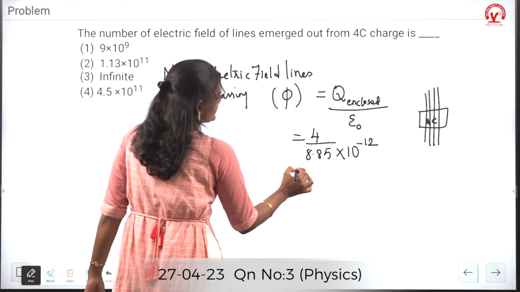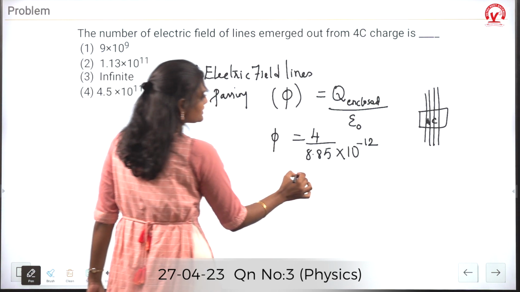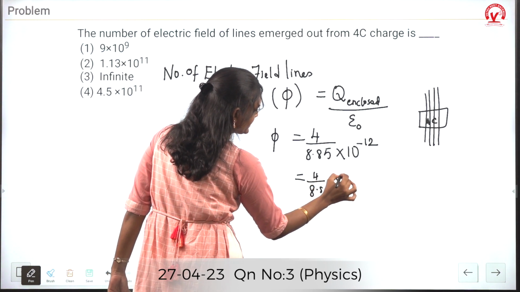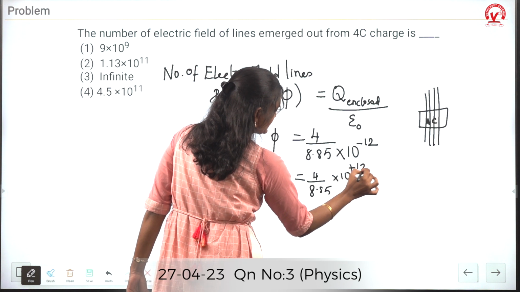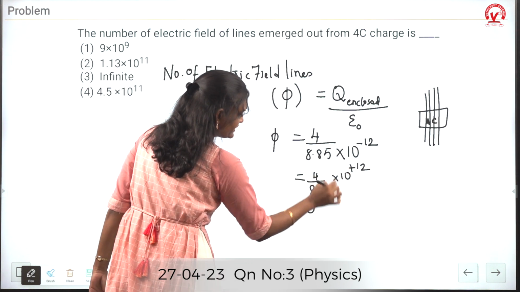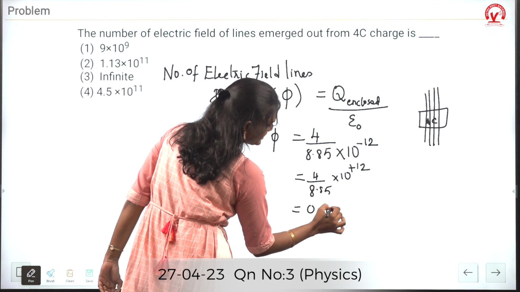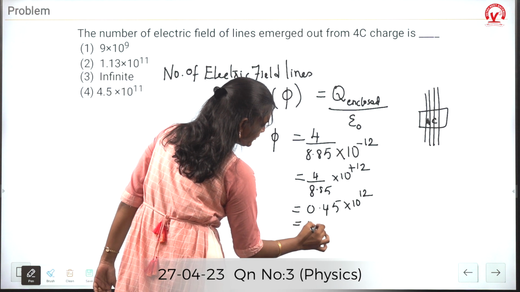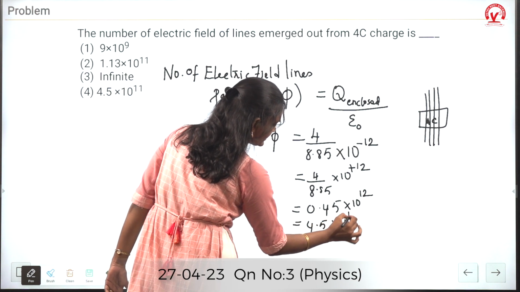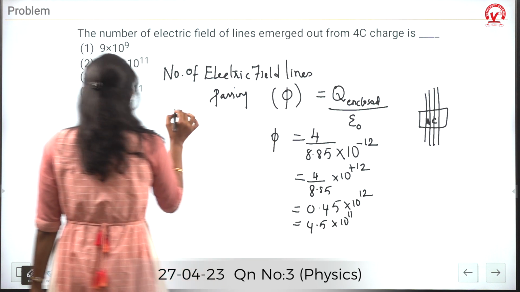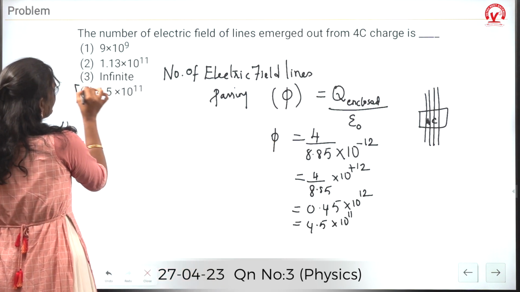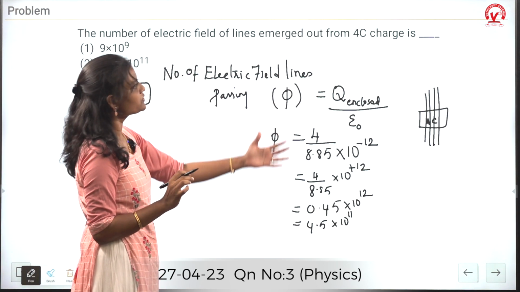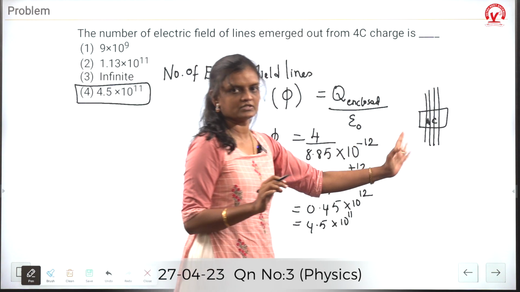Now this is phi, the number of lines passing: 4 divided by 8.85 into 10 power minus 12, which is 4 divided by 8.85 into 10 power 12. When you divide this, you will get 0.45 into 10 power 12, and this can be written as 4.5 into 10 power 11. So the option is 4.5 into 10 power 11, the number of lines passing through the 4 coulomb charge.